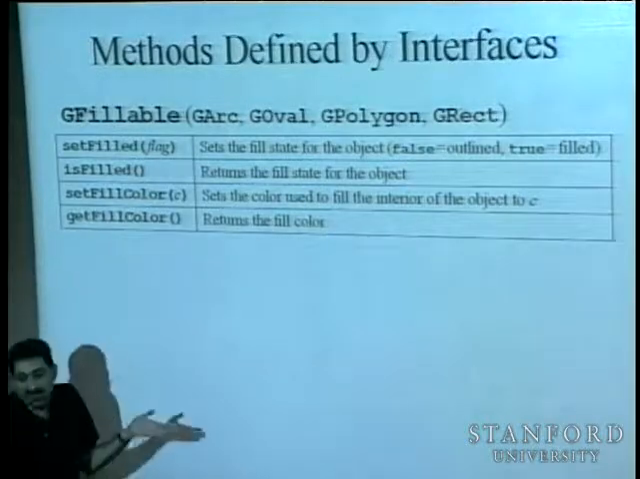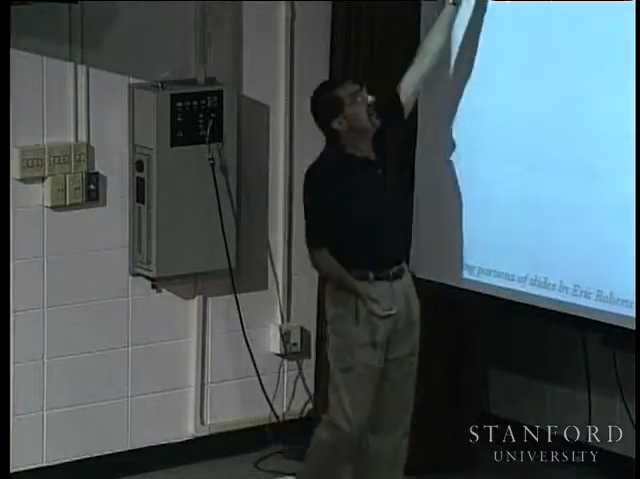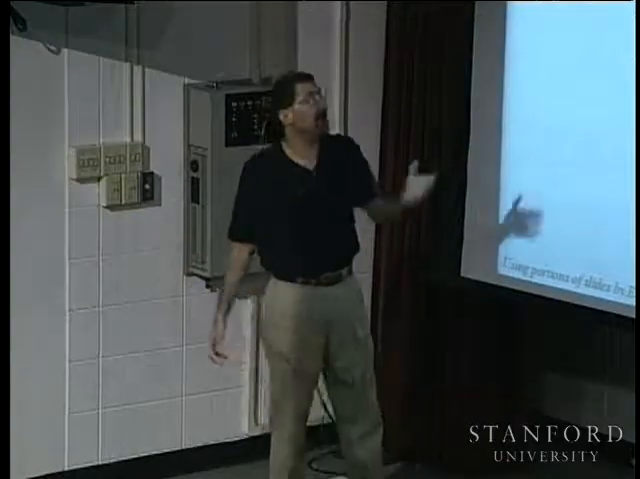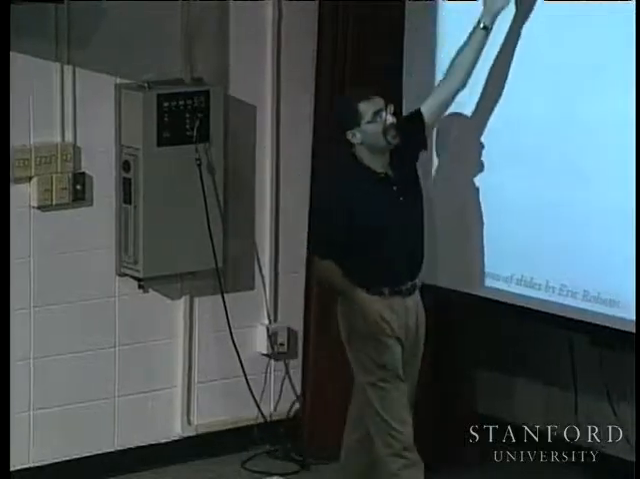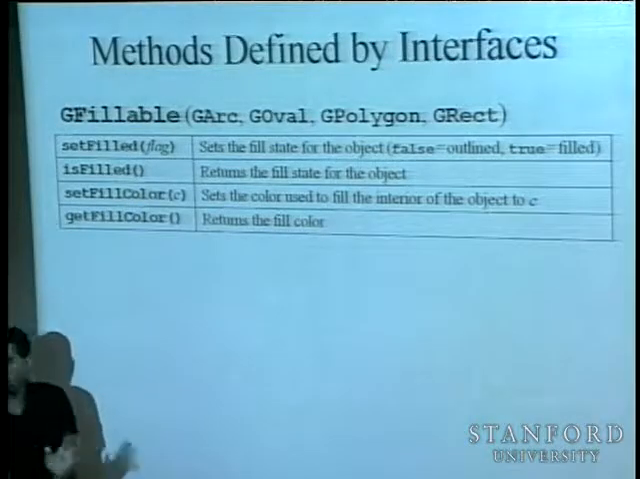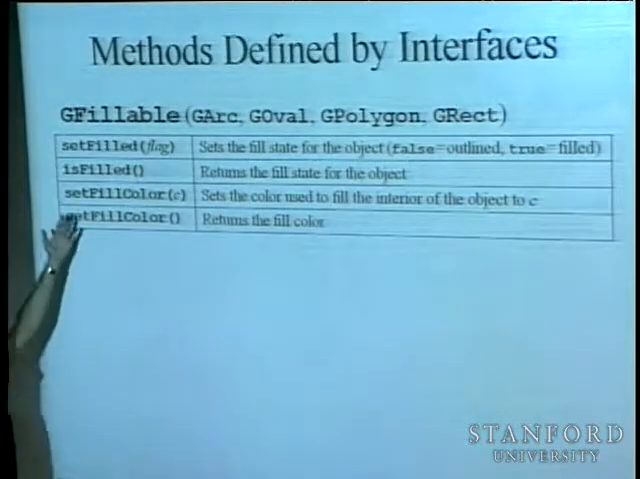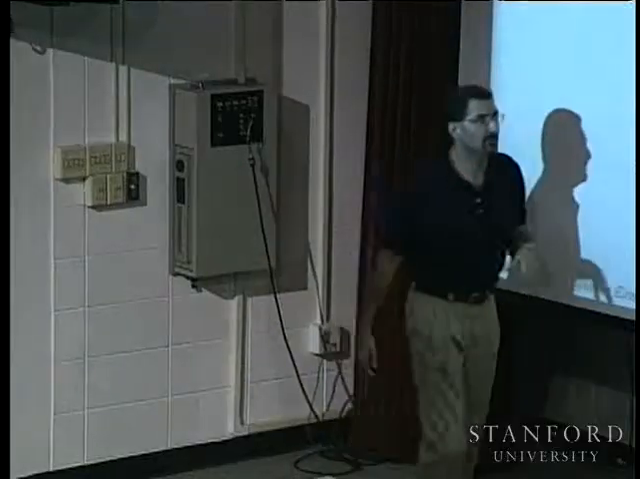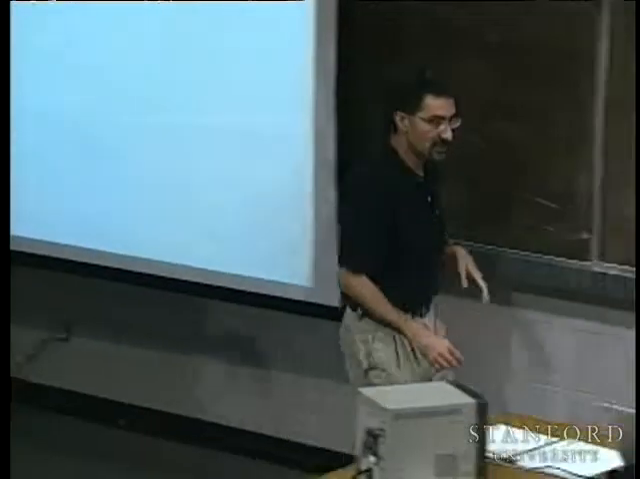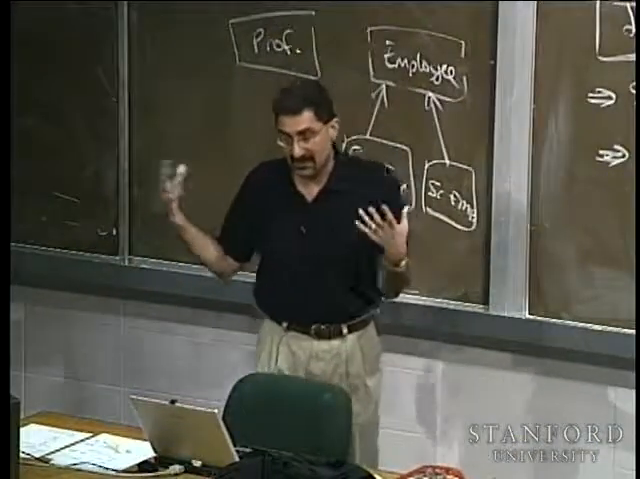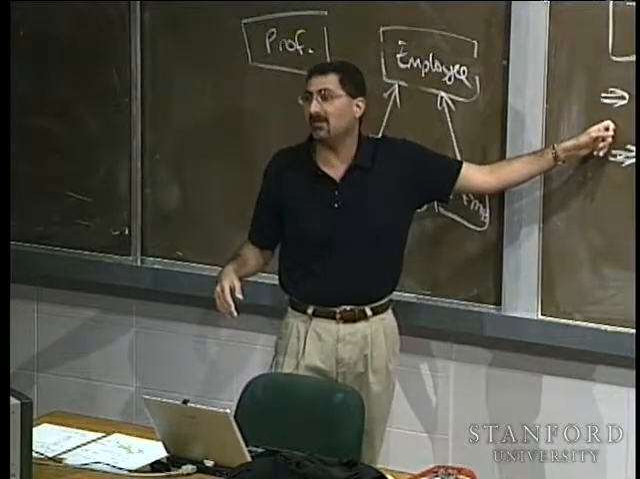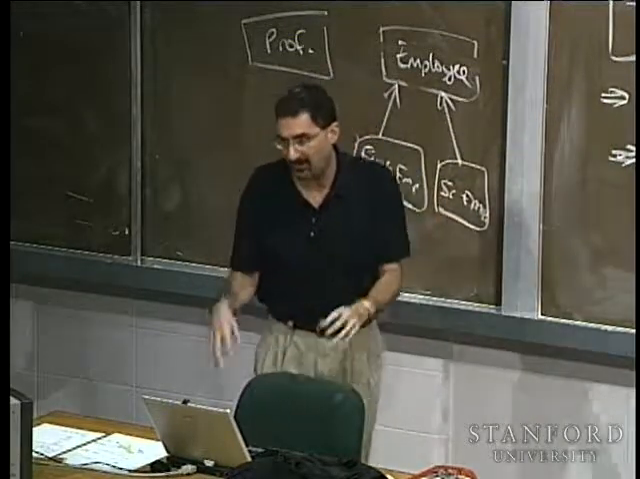And fillable are just the things that can be filled. So setFilled, I set to be either true or false, just like you've done with GRects or GOvals in the past, which sets it to be just an outline or filled. I can ask it if it's filled by saying isFilled. That returns a Boolean, true or false. I can set the fill color. I can get the fill color. Getters and setters, once again, rearing their ugly heads. So Fillable is just a certain set. It's an interface, and there's a certain set of classes that we say implement that interface, which means they provide all the methods in that interface.